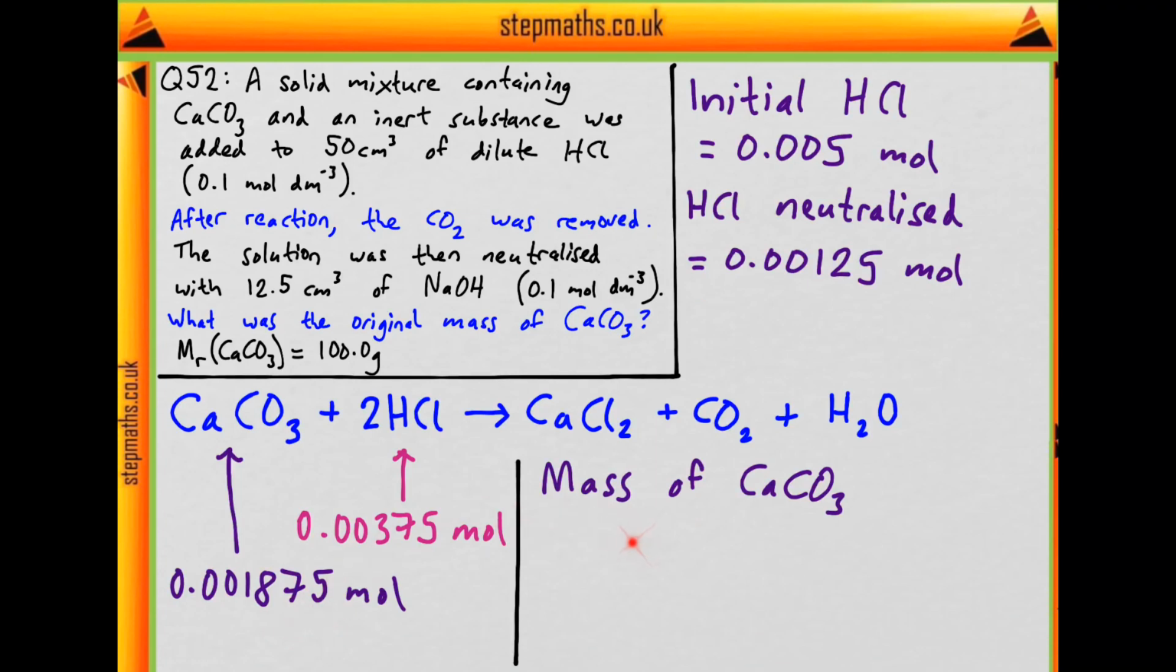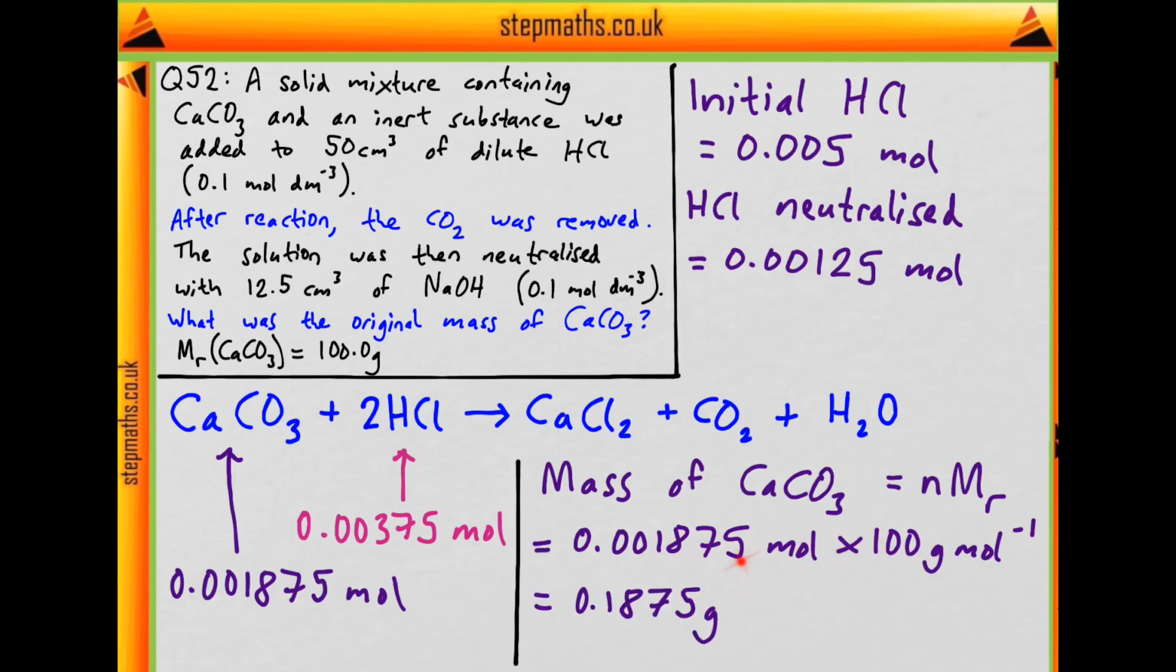So can we now work out the mass of calcium carbonate? So we have the number of moles that was used. How do we work out mass from moles? We use mass is number of moles times relative molecular mass, which usefully is given here. So let's put the numbers in. We have this many moles times this many grams per mole. That times 100 is a nice easy one. It's 0.1875 grams. And this is how much calcium carbonate we started with. So the final answer on the question paper is C.